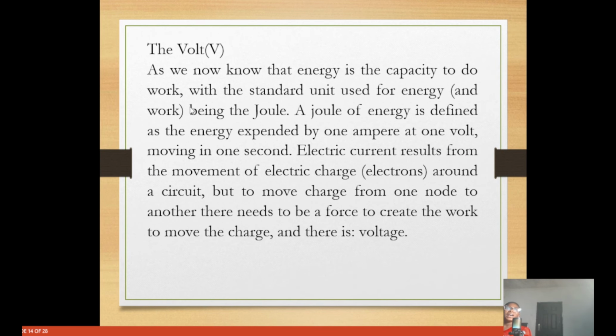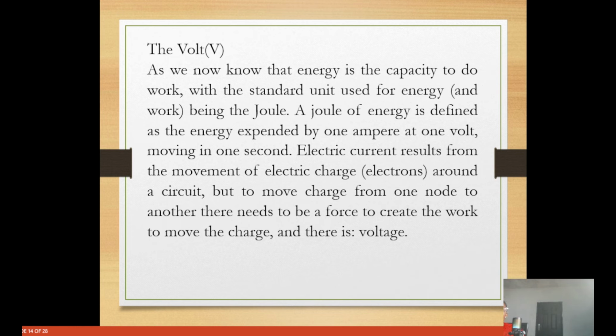The volt. As we note that energy is the capacity to do work, with the standard unit for energy being the joule. A joule of energy is defined as the energy expended by 1 ampere at 1 volt moving in 1 second. Electric current results from the movement of electric charge. I'm sure we already know that electric current results from the constant movement of what? Electric charge, which is electrons, around a circuit.